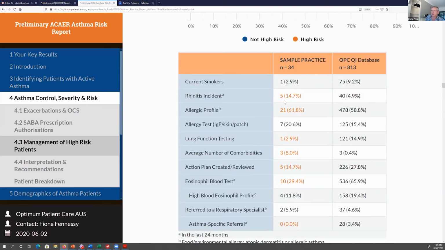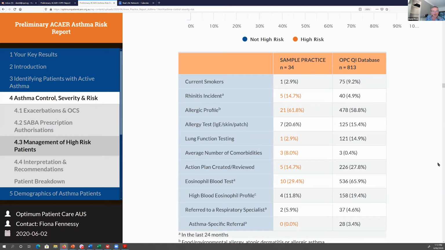So some of those are smokers, not many. 15% have active rhinitis, which very much ties in with what Richard was talking about. 62% allergic. Only 3% have got lung function testing. 15% are logged as having an action plan. And a small number have been referred to a specialist.